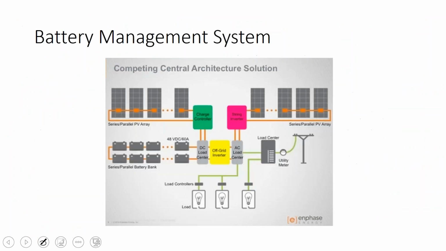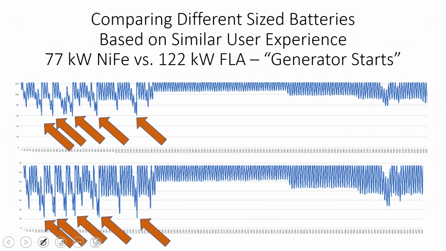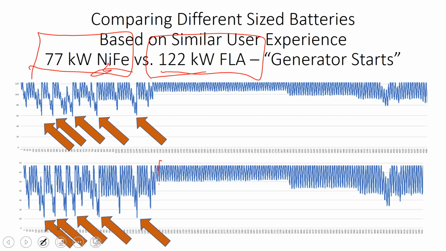And I'm going to come back to these two slides. But that actually made it really easy for me to compare the 120 kilowatt hour flooded lead acid that could really only be discharged down to 50% or 65% compared to this nickel iron. We know nickel iron is more expensive, so how much smaller can we shrink the nickel iron battery bank, given that the nickel iron can deep cycle down to 80% rather than 65%, in order for our generator runtime to have an equivalent user experience?